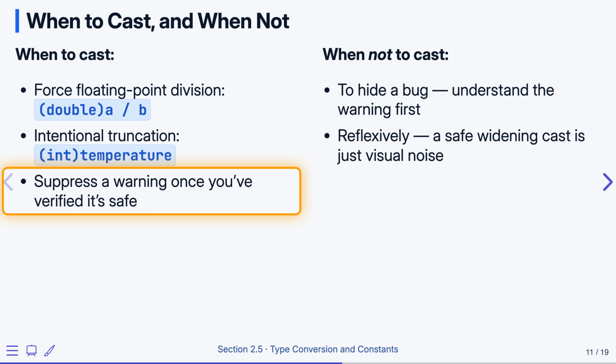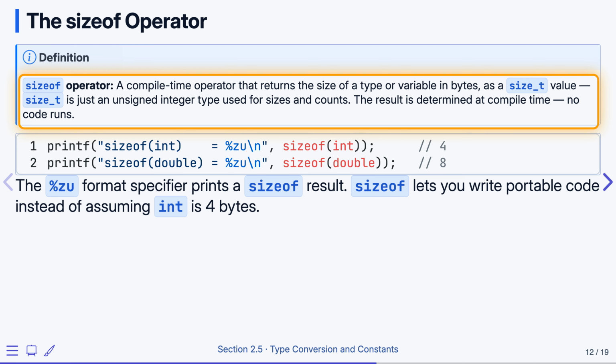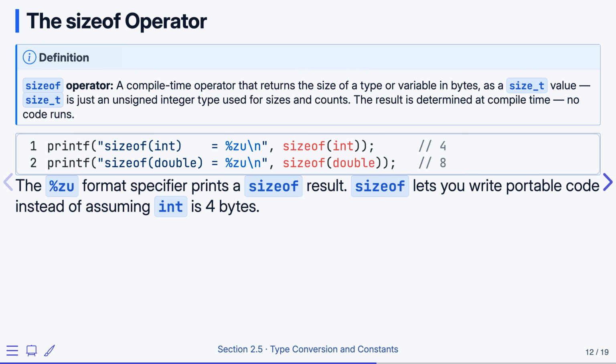The sizeof operator returns the size of a type or a variable in bytes. The answer is worked out at compile time, so no code runs. It comes back as a size_t value. On most 64-bit systems, sizeof(int) gives 4, and sizeof(double) gives 8. We print the result with the %zu format specifier. Sizeof lets you write portable code, instead of assuming an int is 4 bytes.